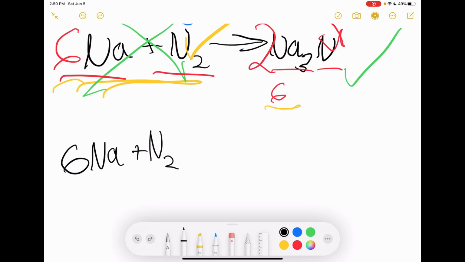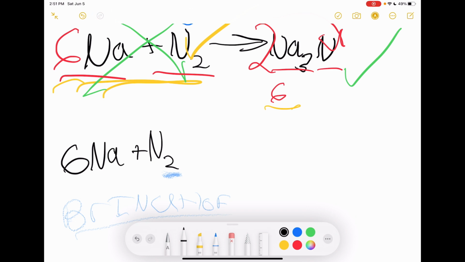So we have our 6 sodium plus our nitrogen. Again, this element is diatomic. Remember the Brinkelhoff? These are the list of all these elements which bond with each other. So hence, they always have a 2 subscript when alone.